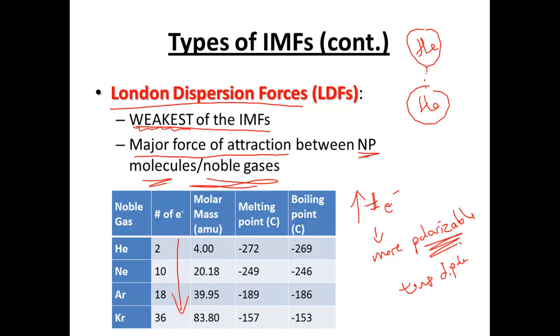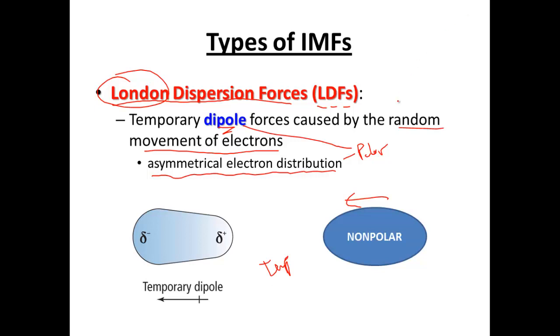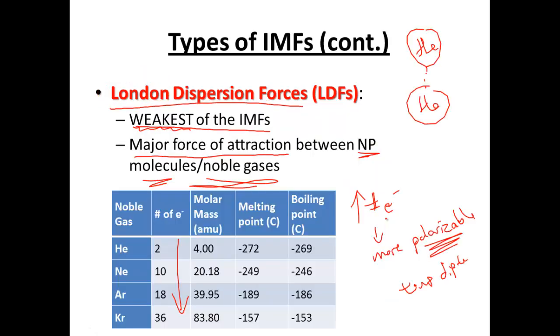So the more electrons an atom has, I'm going to go back a page, the more electrons an atom has, the more likely it's going to do what this molecule on the right here is doing. It's going to go from being nonpolar to polar to nonpolar to polar. The more electrons an atom has, or a molecule has for that matter, the more likely it's going to create those temporary dipoles. And when you have temporary dipoles, that causes attraction. So that's why you're seeing higher melting points as these atoms get bigger and have more electrons.